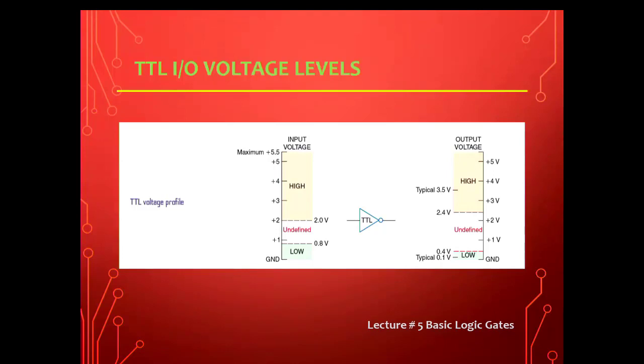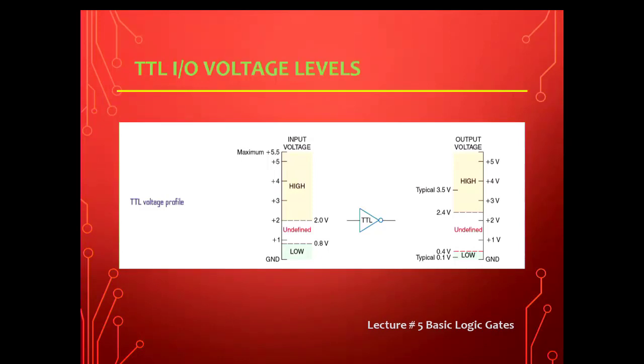The region that you see between 0.8 and 2 volts is referred to as an undefined region, which means if you have a signal that is creating a voltage in that range, the digital system will not work because it doesn't know whether it's 0 or 1. So it's very important for us as designers to understand what those regions are and how we can avoid them.